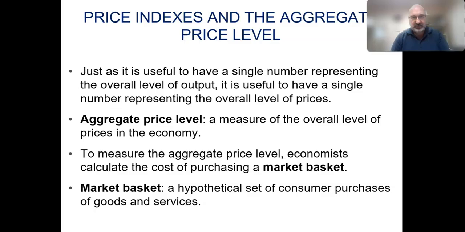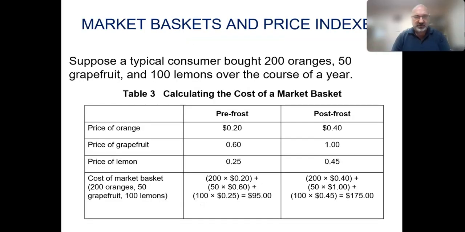To measure the aggregate price level, we calculate the cost of purchasing a market basket. This is roughly 200 items that the average household purchases on a regular basis. The market basket is a hypothetical set of consumer purchases of goods and services. So suppose a typical consumer bought 200 oranges, 50 grapefruit, and 100 lemons over the course of a year. So we'd look at what it was.